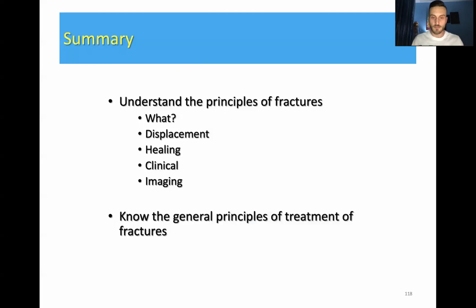In summary, understand the principles of fractures. This is one of the most important lectures. If you didn't understand anything, you can ask in the comments. You can go back and re-watch the video, know the general principles and treatment of fractures, and thank you very much.